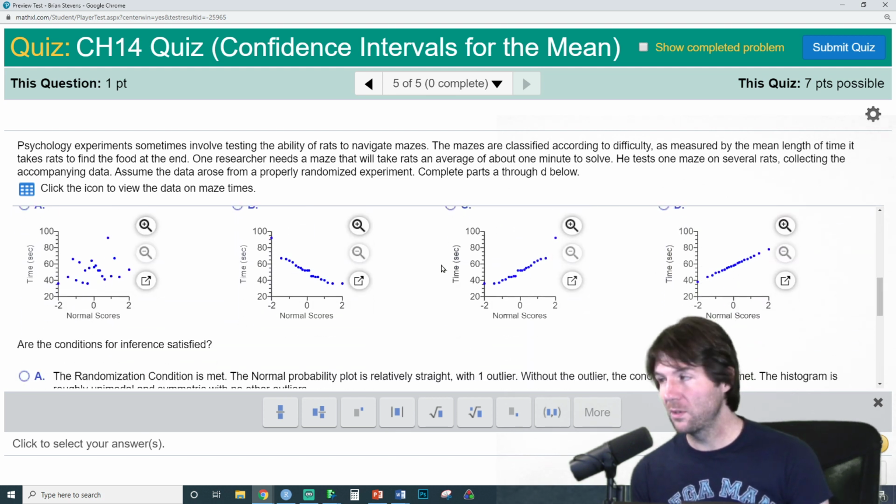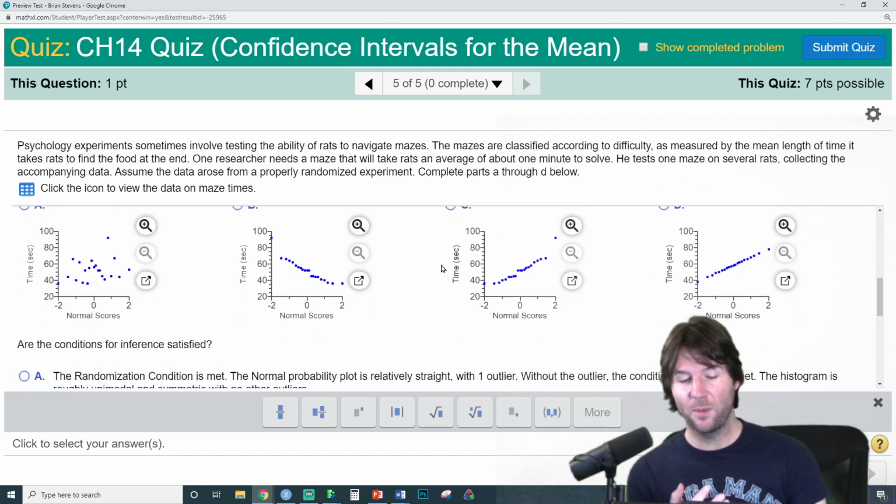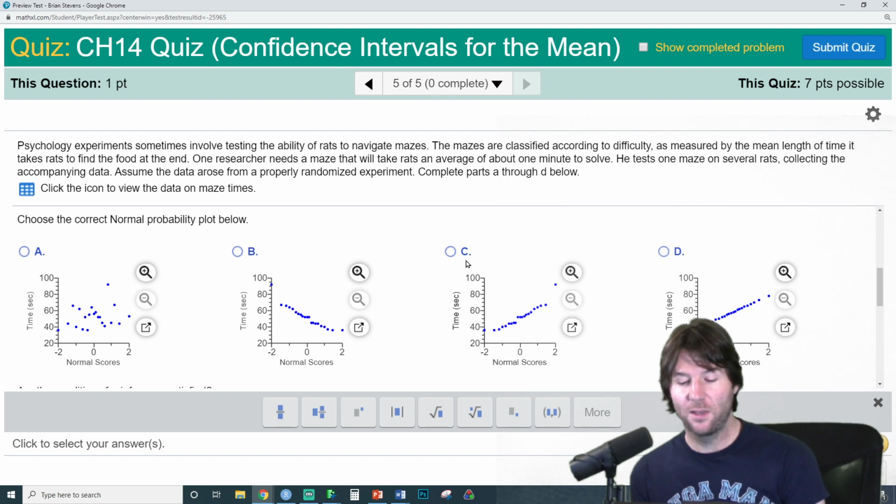Now here's where people get confused. A lot of people have forgotten what a normal probability plot is, known as a QQ plot or normal quantile plot. When people are stuck on this, I always give one bit of advice: normal probability plots always go up and to the right. So that eliminates this one, that eliminates this one, and it brings it down to just these two.